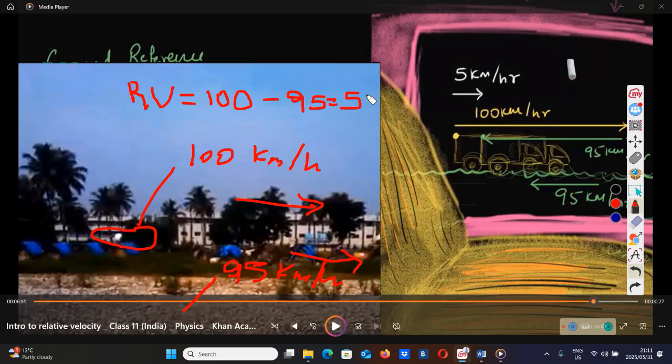So what is the meaning of this positive 5? Positive means this direction. So it means that when the cameraman observes this truck, it will appear that this truck is moving forward with the speed of 5 kilometers per hour. Remember, the actual speed of this truck is 100, but because the cameraman is also moving, it will appear that that truck is moving at a lower speed compared to its actual speed. But I will just play the video now. You will see that.